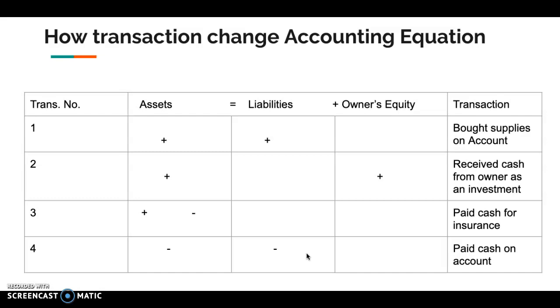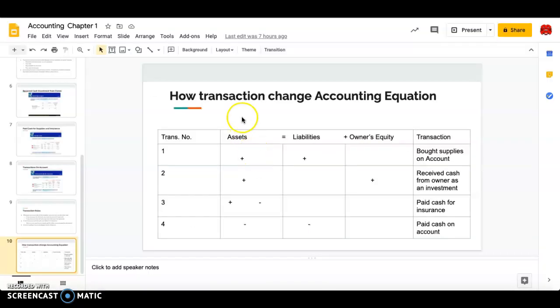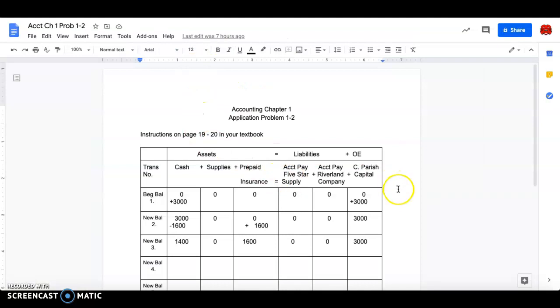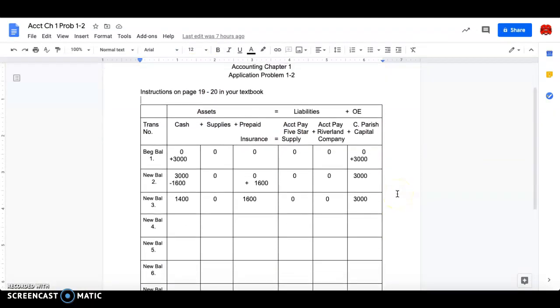All right, so super quick, this is going to be your assignment. You're going to make a copy of this so that you can actually do it. Your transactions you're going to look at are on page 19 and 20 of your textbook. I did the first two for you.